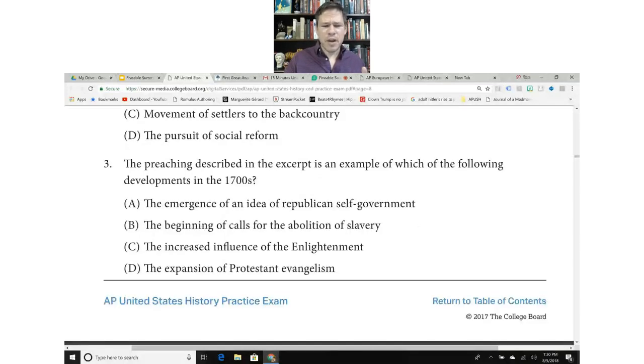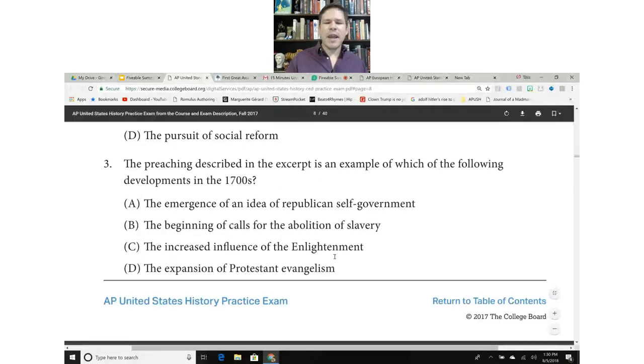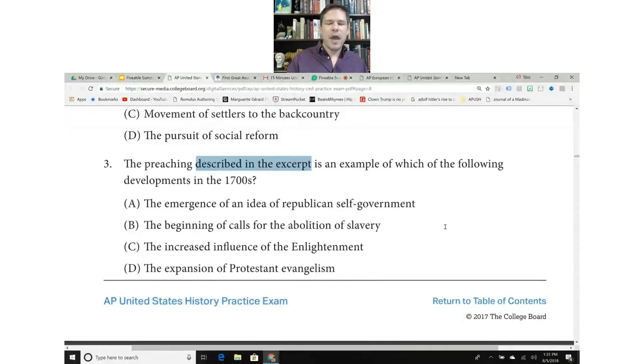Now, 3, the preaching described in the excerpt is an example of which of the following developments of the 1700s? Now, this is one thing that I want to note here. This is a trick that they often play, that they try to direct the student to the passage when they may not need the passage. Okay, so in this case, the preaching of George Whitfield or the preaching of the First Great Awakening, it's not like the passage is going to say anything shocking.